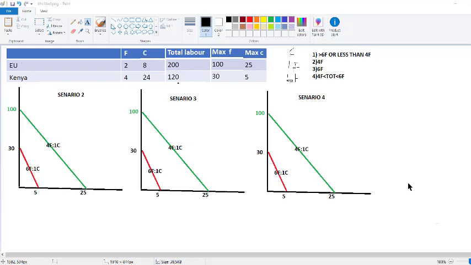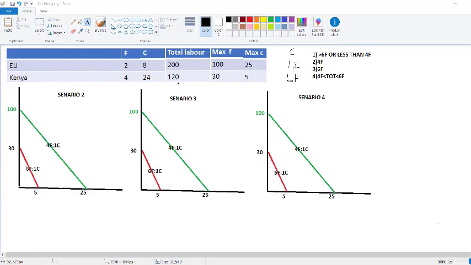So in the last lecture, we looked at the same example in terms of autarky. What we're going to do now is look in terms of open economy, where we're going to allow Kenya and the EU to trade with each other. So Kenya here is in red, and in green is the EU. What we established yesterday was the terms of trade per country.